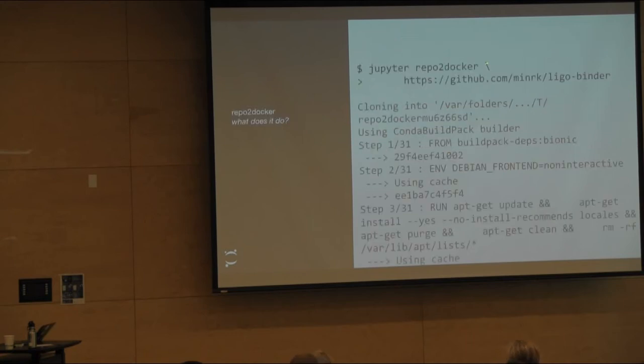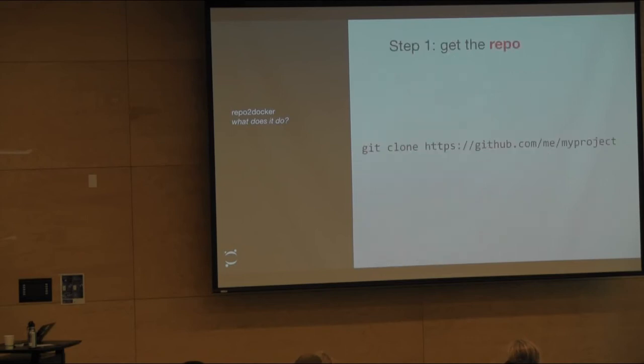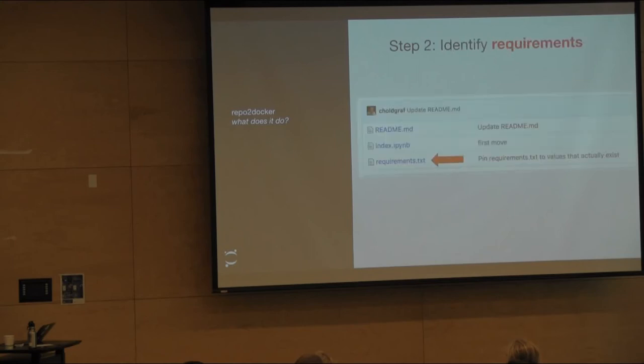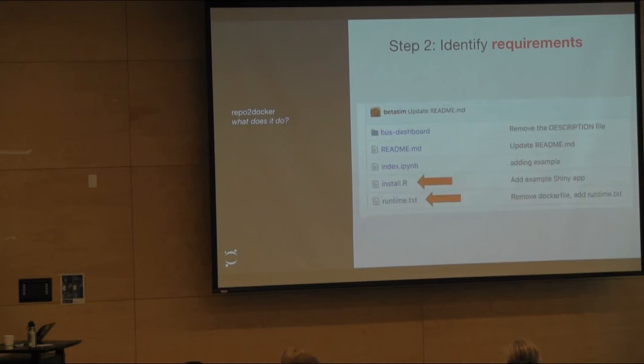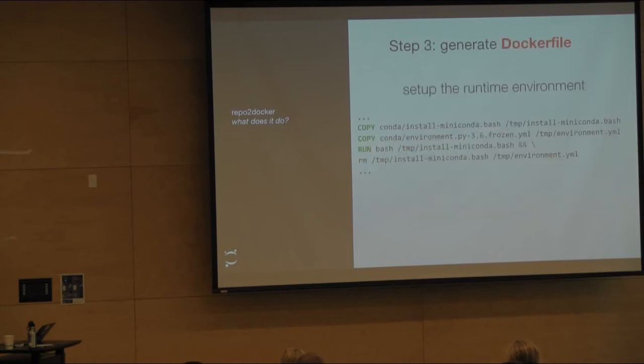So you run repo2docker against the repository, and then it basically does all of the steps that normally you would do as a person, which is you would clone the repo. It will look for what the dependencies are. What do I need for this code to run? I need a requirements file. It also recognizes environment YAML files. It recognizes R requirements. It recognizes many ways in which you can specify what the dependencies are.